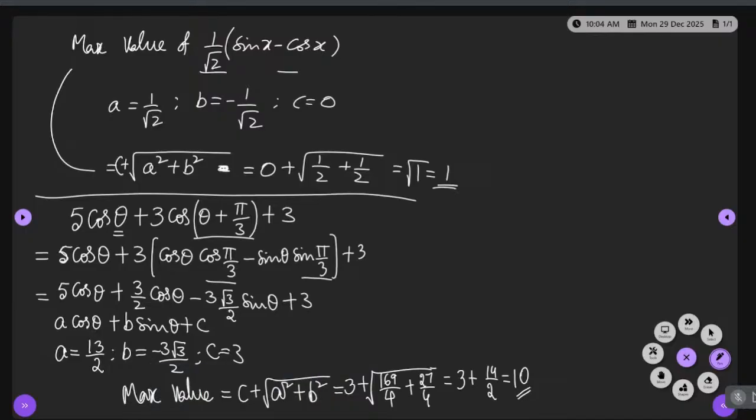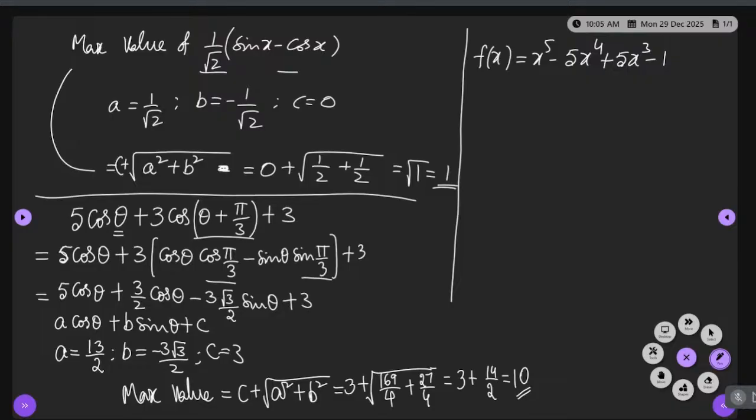Before doing, write on this. The function f of x equals x power 5 minus 5x power 4 plus 5x cube minus 1 has. Write down the options.